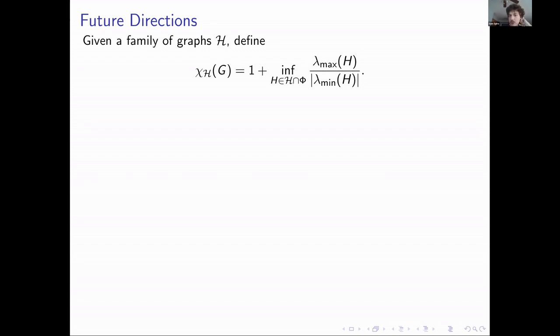Given a family of graphs H, I'll define the H chromatic number of a graph to be 1 plus the infimum of the ratio of the maximum to minimum eigenvalue, where the infimum ranges over all H in this family of graphs to which G has a homomorphism. The rough thought here is that if H is the family of cliques, this exactly defines the chromatic number. If H is the family of Kneser graphs, this exactly defines the fractional chromatic number. So it might be interesting to study other families of graphs H and see what can be said about this kind of spectral analog of the chromatic number.